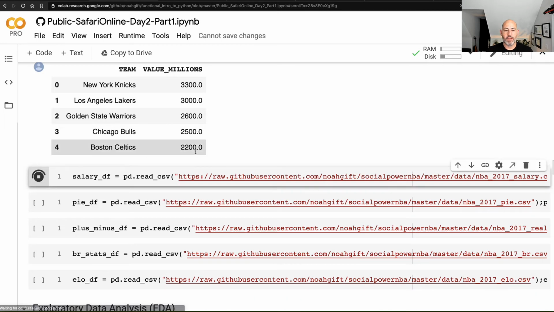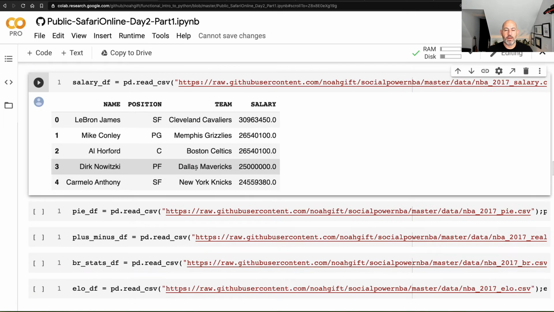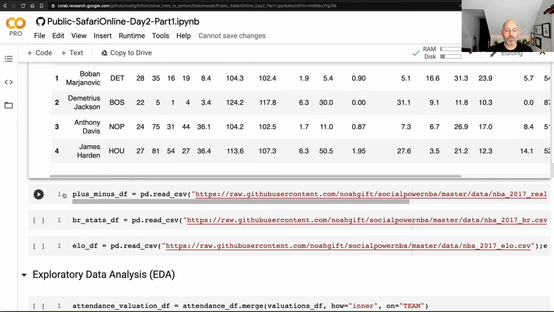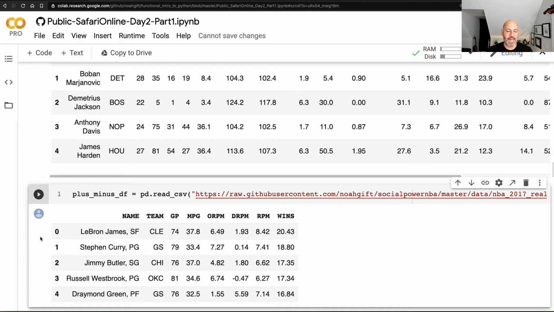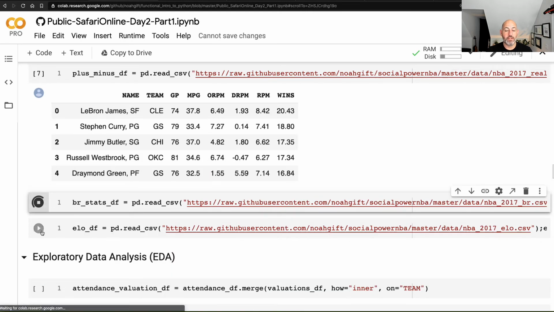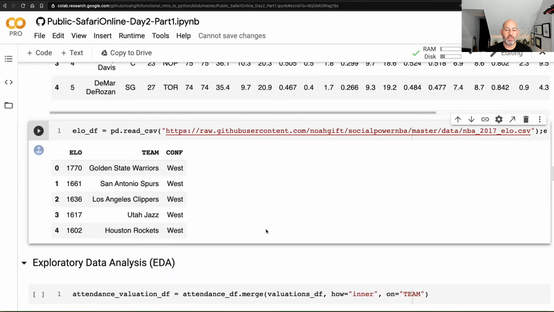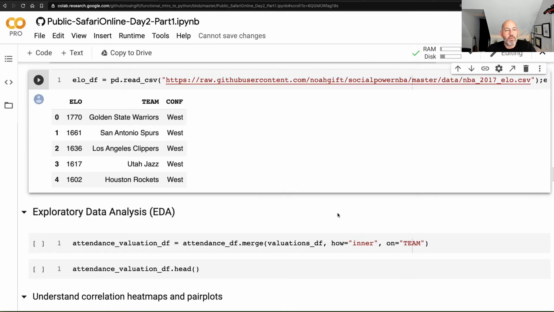And then salary, here's an example of a salary, the player impact rating. So again, these are all just metrics and stats and information that I pull into separate data frames. And then ELO is like a strength of schedule metric. So it shows how good you are in comparison to other teams. So once I've got all this stuff going, now I'm ready to do EDA, right?